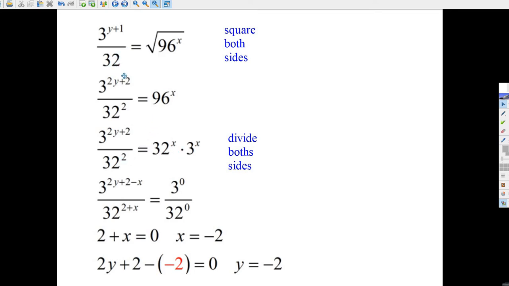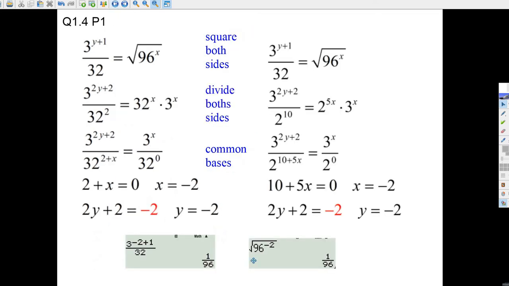Now you can just pause the video and take a look at this solution, but you see I got the same answer: x is minus 2 and y is minus 2. And there you go. That's how that all works.